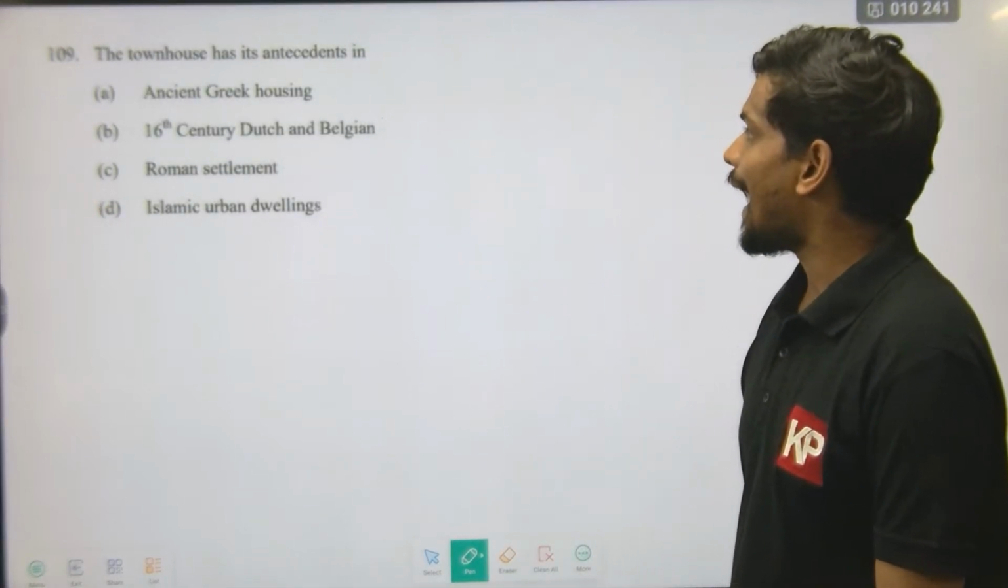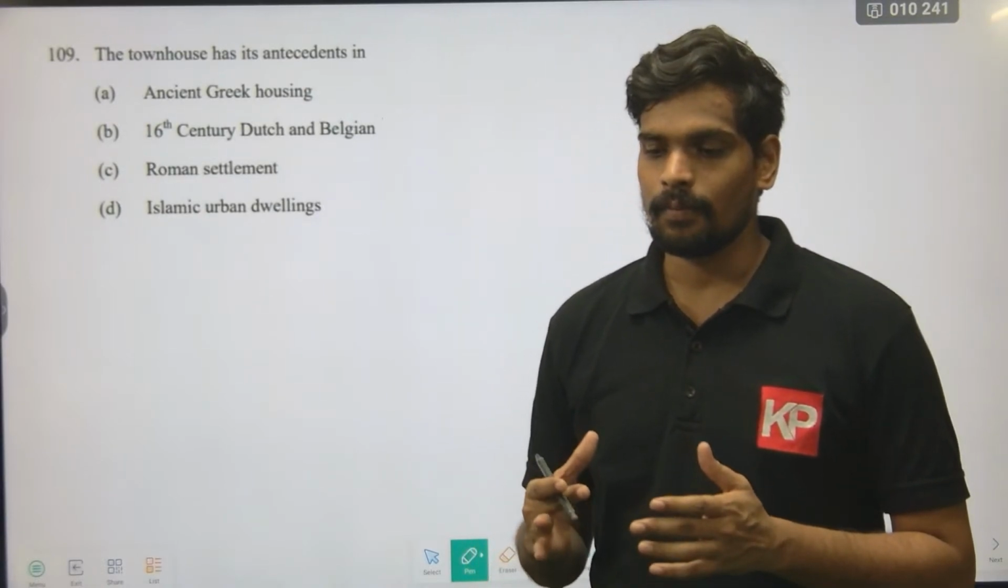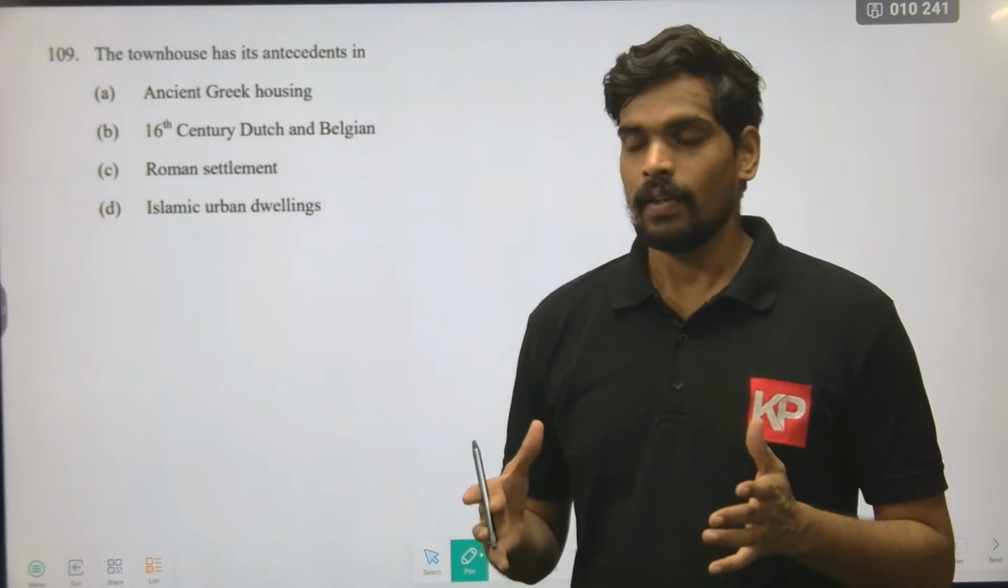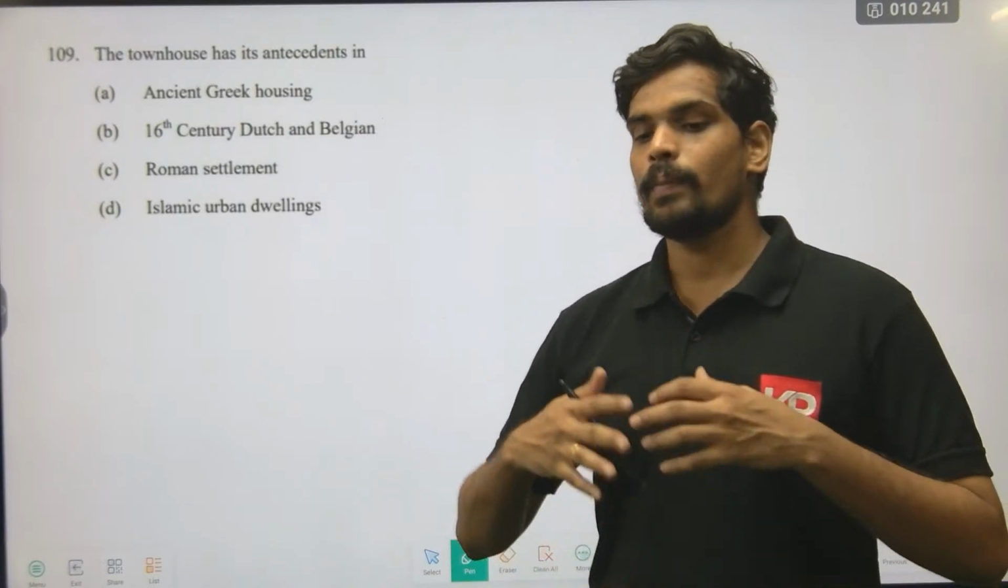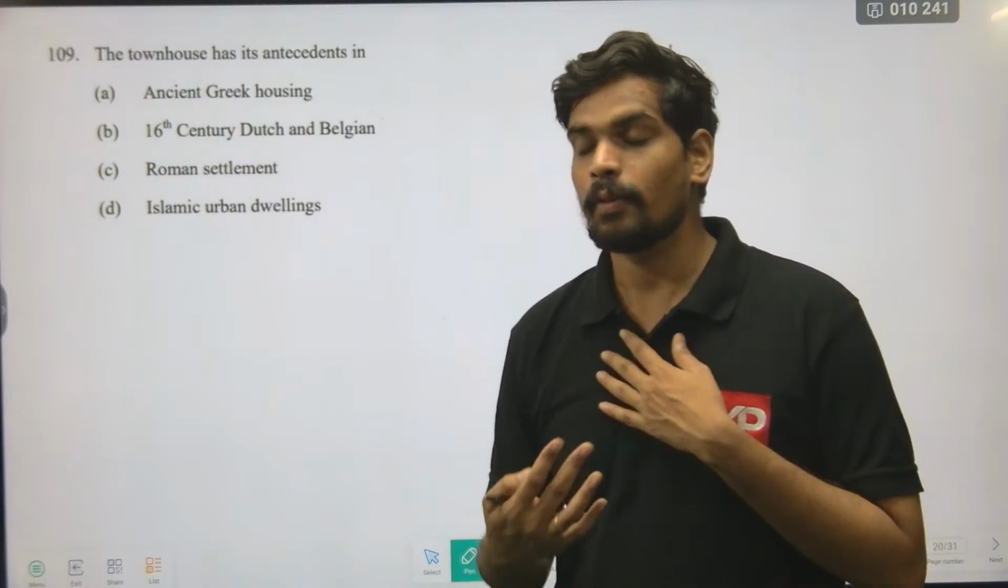The townhouse has its antecedents in. Townhouse basically is a part of an urban space where there is public participation, where people can gather for public events, for say court hearings or for public meetings.